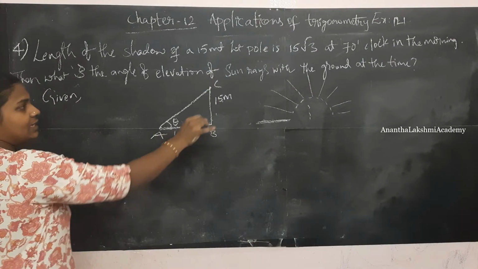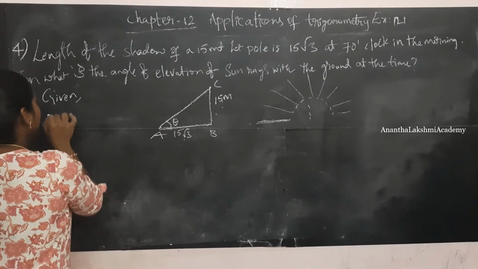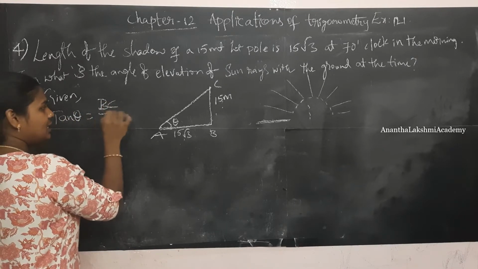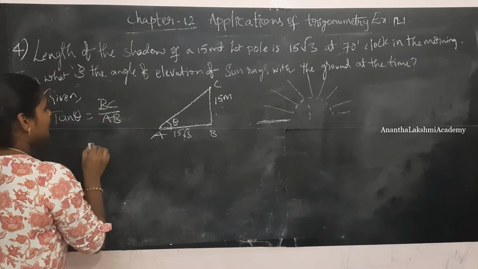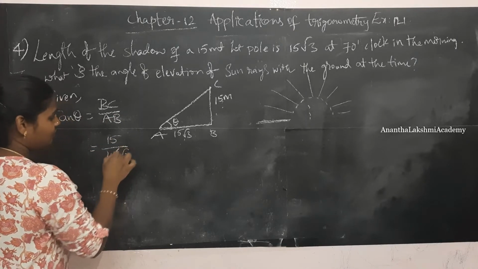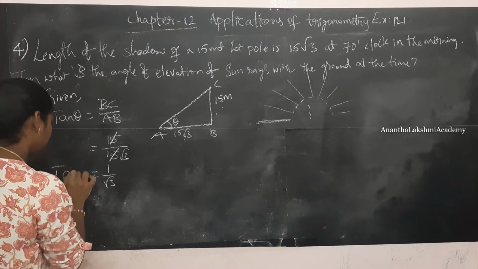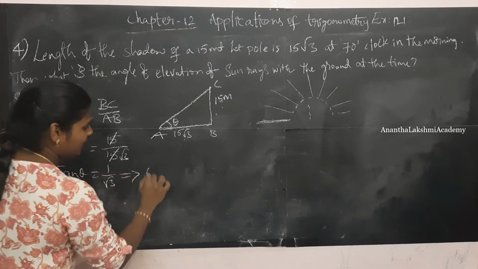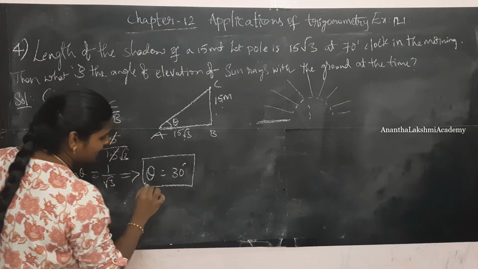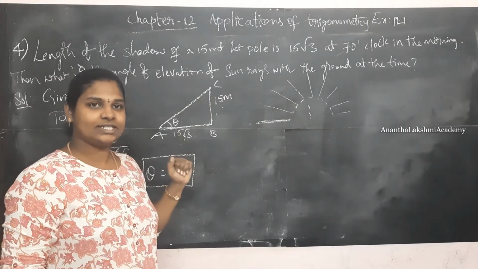Okay, as we have known the opposite side and the adjacent side, can I write it as tan theta is equal to BC by AB? BC is 15, AB is 15 root 3. 15 gets cancelled. Tan theta is equal to 1 by root 3, which implies theta, for which value of theta is tan 1 by root 3? 30 degrees, and hence the angle of elevation is 30 degrees.